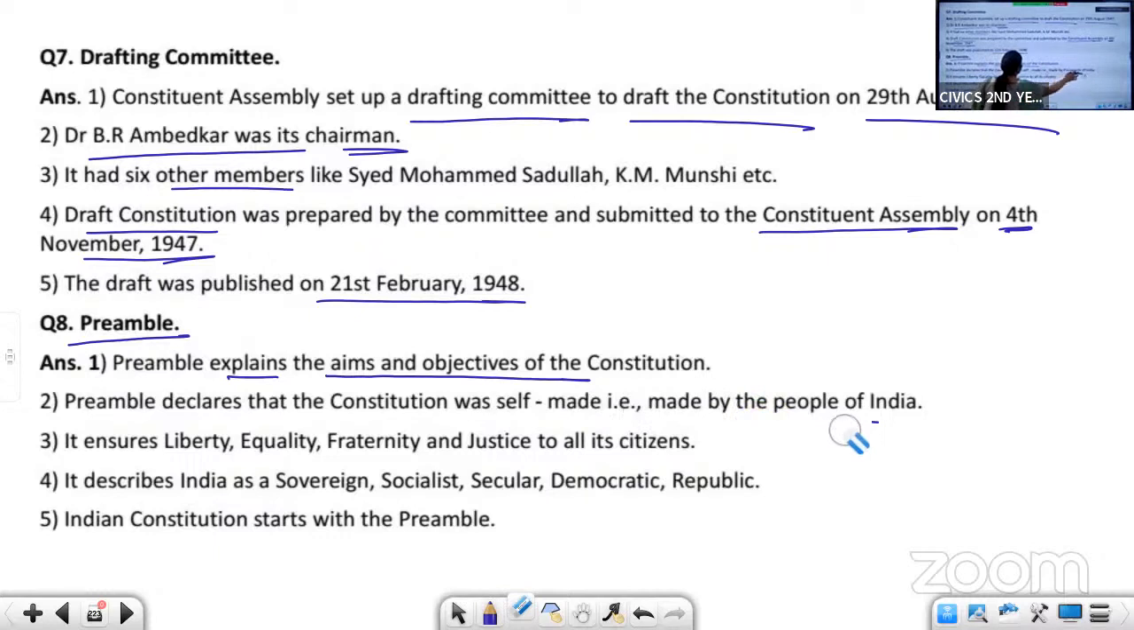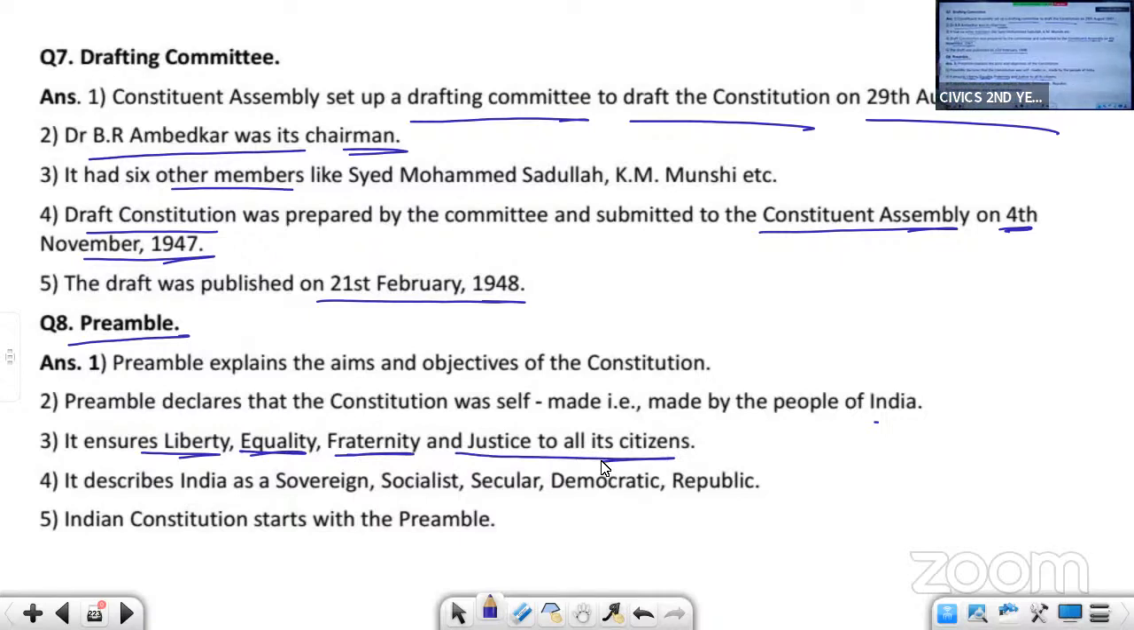That means the people of the country made the Constitution? No. It is the people who elected the Constituent Assembly. The Constituent Assembly was the representation of the people. So it started with 'We the people of India'. And the Preamble ensures liberty, equality, fraternity, and justice to all its citizens.